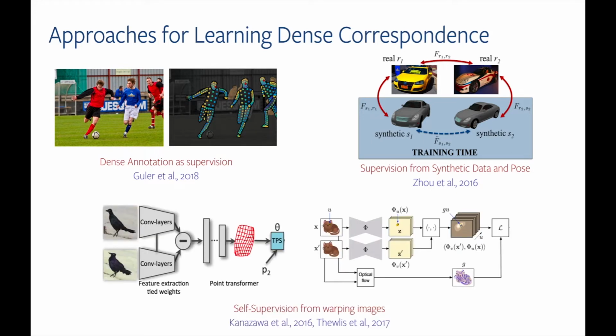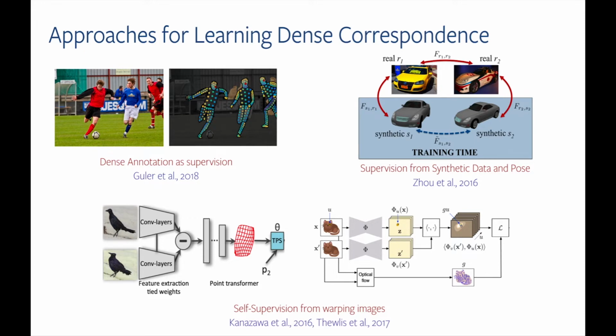Work from Kanazawa et al. and Thewlis et al. generates data in a self-supervised manner by randomly warping real images and using these randomly warped pairs as supervisory signal to learn dense correspondence. However, these random warps are limited to be in-plane transformations and cannot generate significant viewpoint transforms, and further, these approaches ignore the geometry of the underlying task.